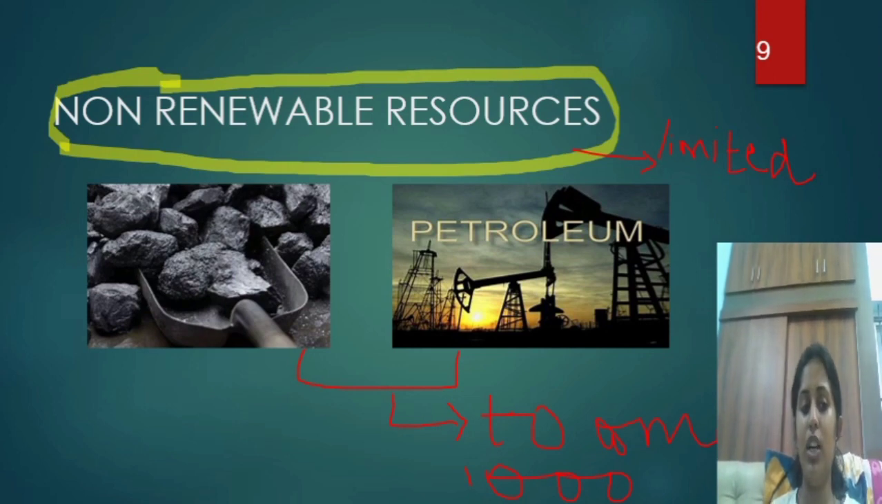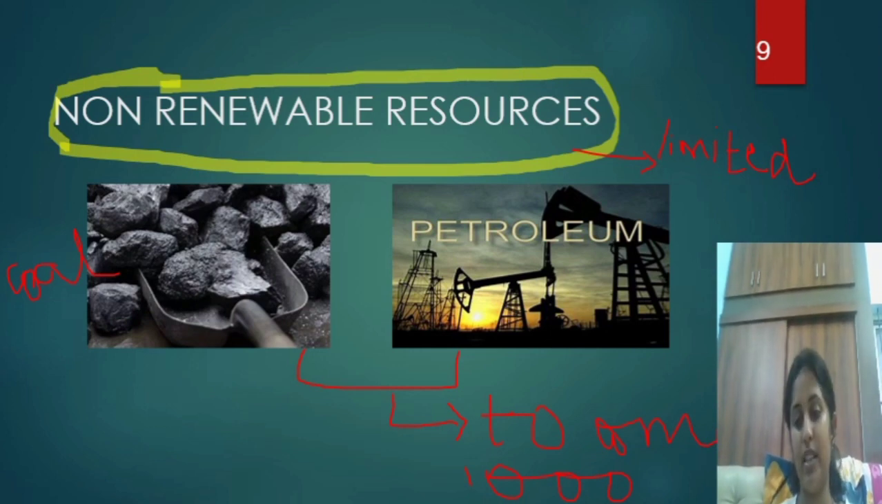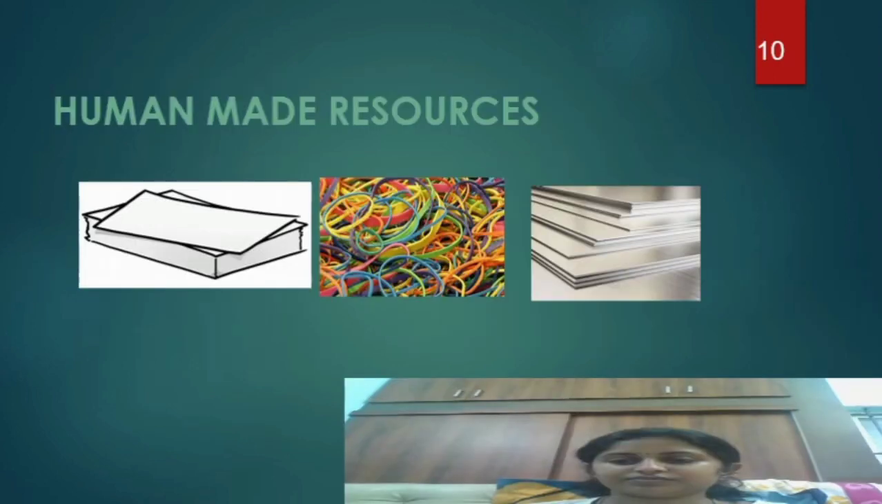Examples are coal and petroleum. It is already written on the slide, coal and petroleum. That is why the rates of petrol and diesel are going higher nowadays. That's it.